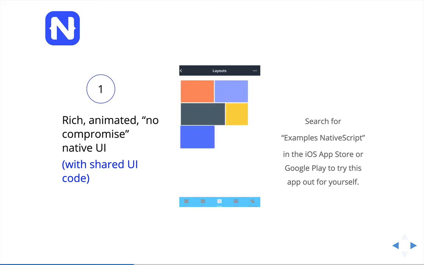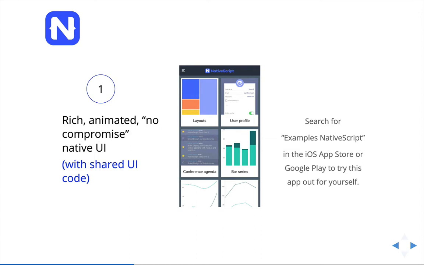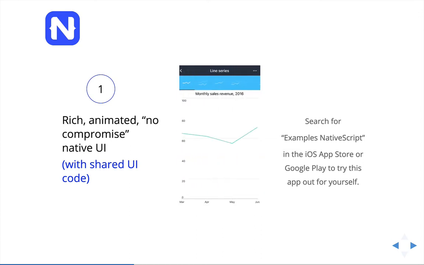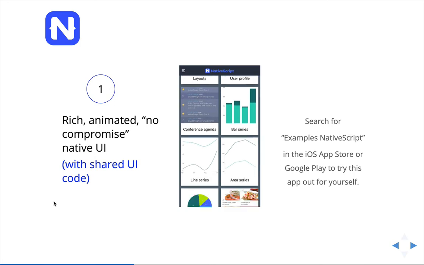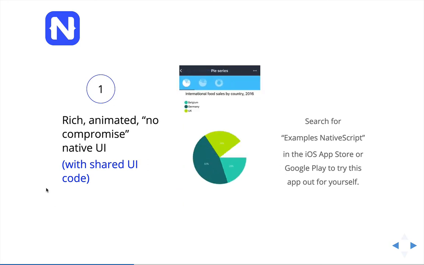It does not use web views. It does not use a DOM. So the result is iOS and Android apps that feel native because actually they are native. You can go ahead and download this Examples app. If you search for Examples NativeScript in the app stores right now, you can download that and play with it and see how it feels to have this kind of truly native experience between your fingers.